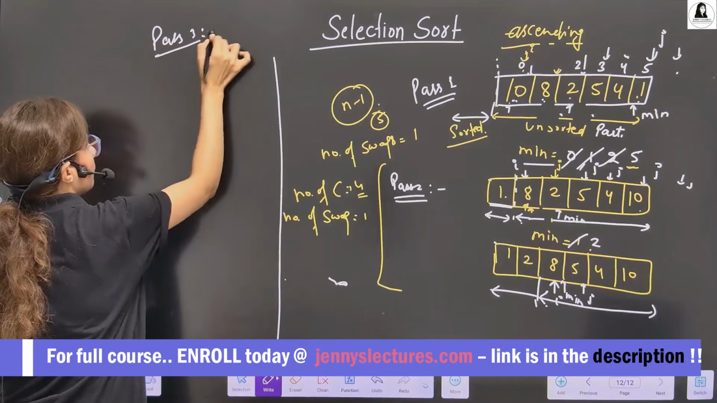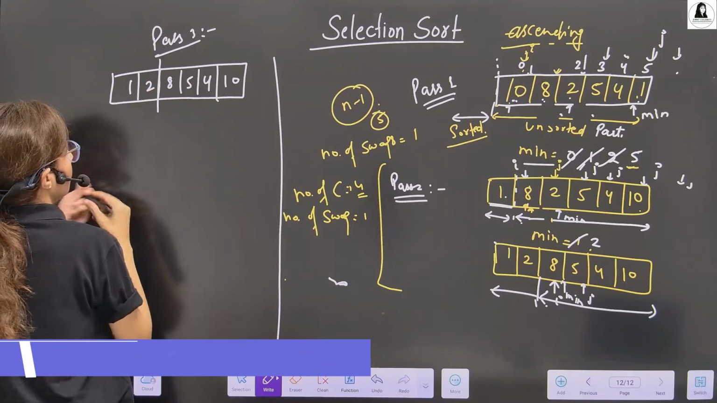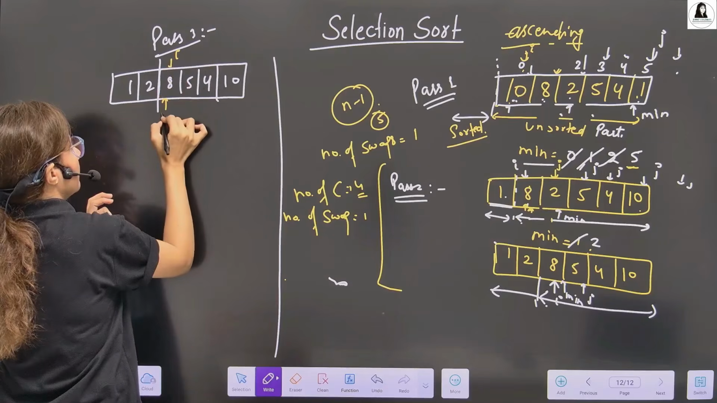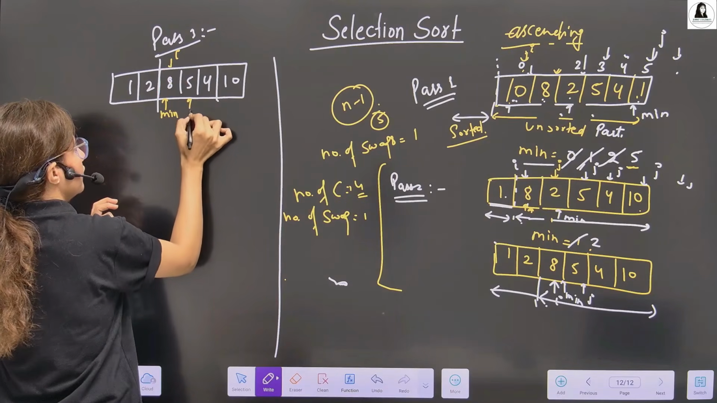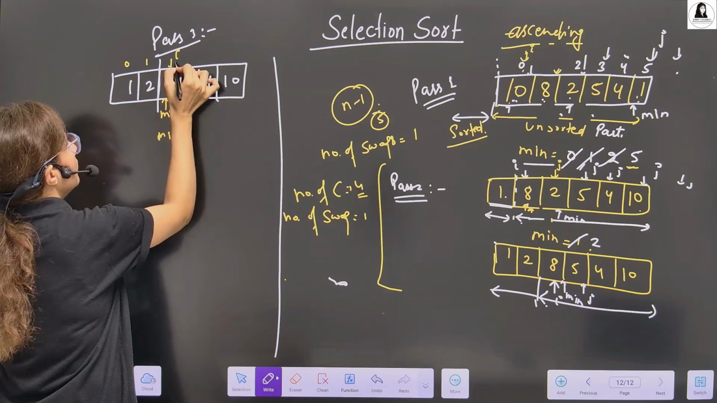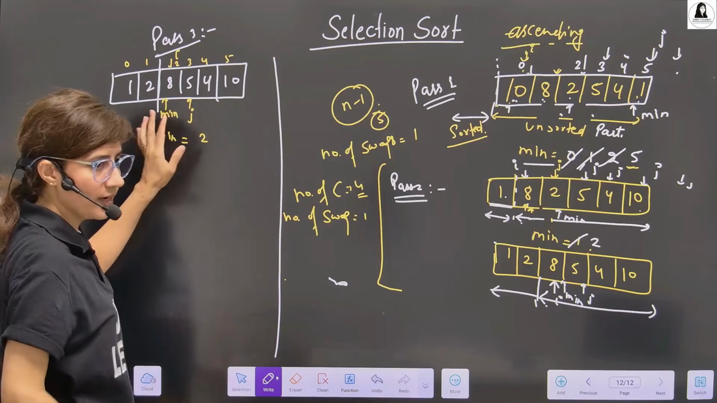Quickly, I'll just go for pass 3. Now after pass 2, my array is something like this. This is sorted, this is unsorted. So my i is here, my min is here, and j is here. So min is equal to 0, 1, 2, 3, 4, 5. Min is 2. I'll assume 8 is minimum.